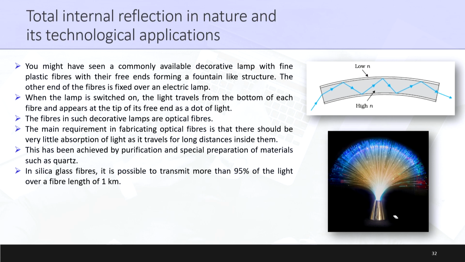When the lamp is switched on, the light travels from the bottom of each fiber and appears at the tip of its free end as a dot of light. As you can see, dots of light are visible here. The fibers in such decorative lamps are nothing but optical fibers.